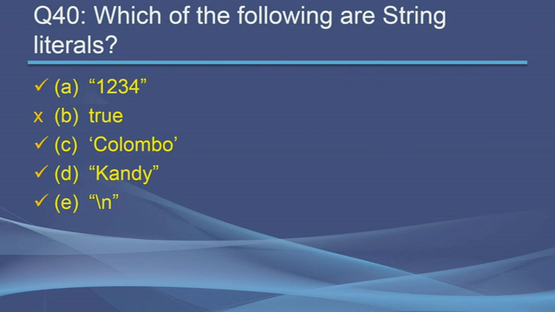If you look at C, now it's in single quotes. Now JavaScript allows for single quotes and double quotes. So Colombo put in single quotes is actually a string literal. The same goes for double quotes: candy, which is a string in double quotes, and \n, which basically means a new line, is also in double quotes, so that is also a string. So you can use this to create strings which you require for your JavaScript.